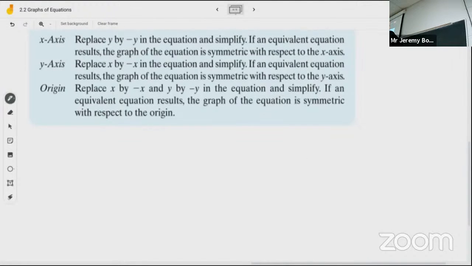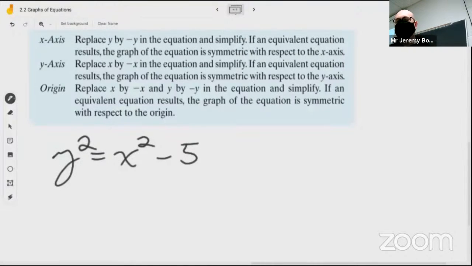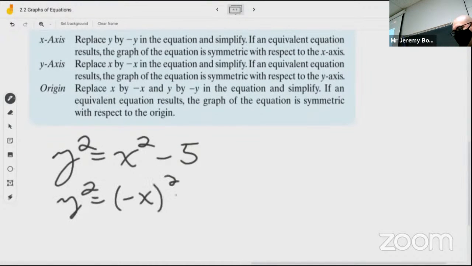What about, I don't know, y squared is equal to x squared. That's fine. Is this symmetric with respect to the y-axis? So we're going to replace x with negative x. So y squared equal to negative x squared minus 5.